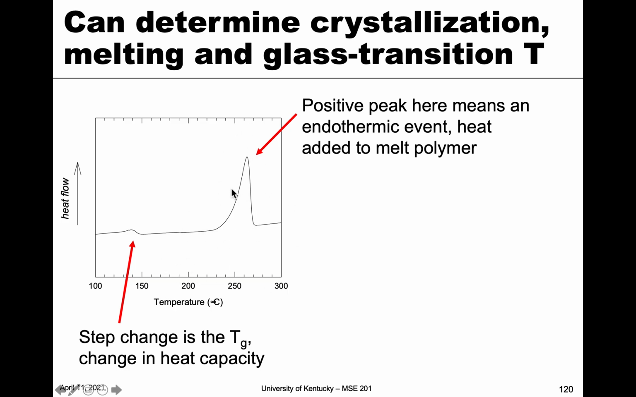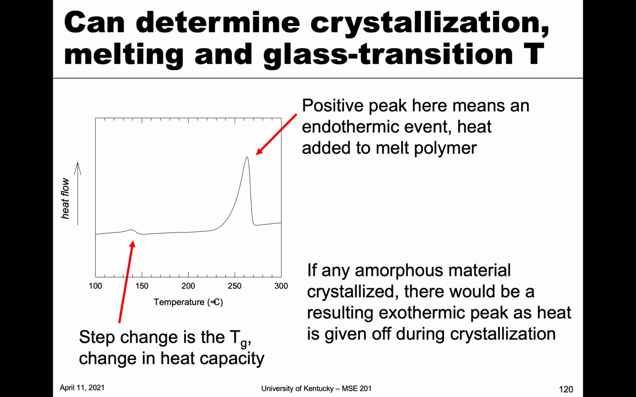So a positive peak in the heat flow means that it's an endothermic event. So we had to add more power to the furnace in that particular chamber, which means that we have an endothermic event. So heat's added. And in this case, for this polymer, it means that we're melting the polymer. So to go from a crystalline solid to a liquid, right, we have to add extra heat. It's an endothermic event. And so that would tell us that this is the melting temperature.